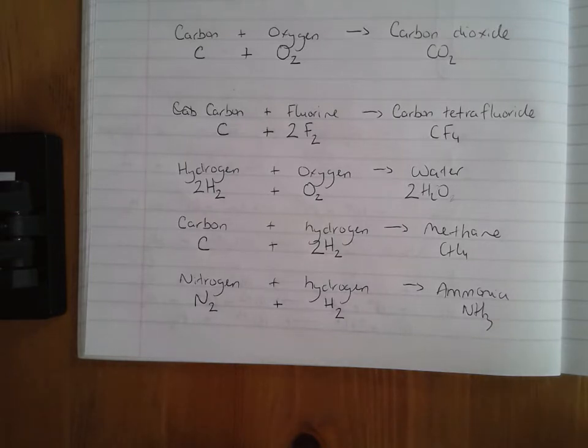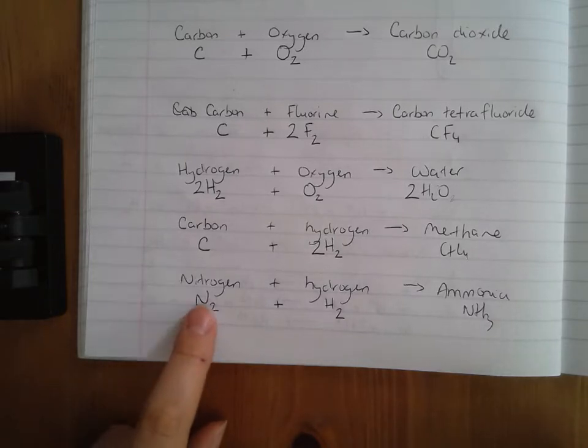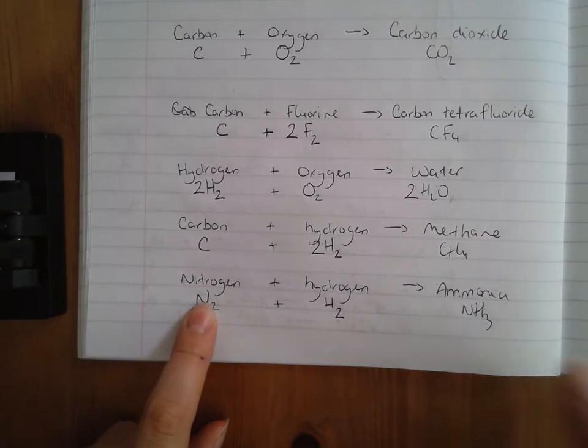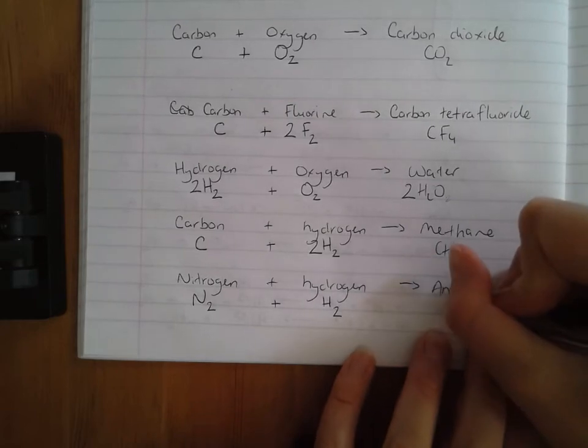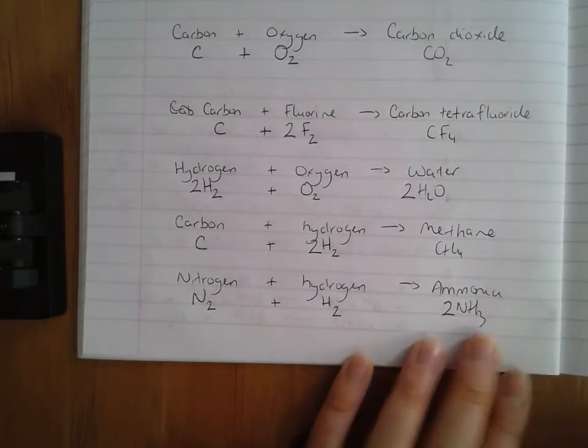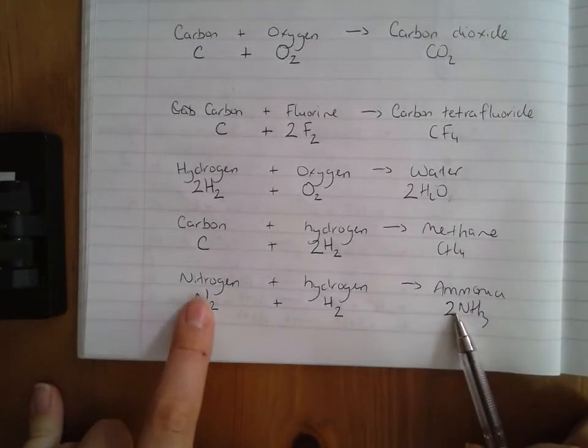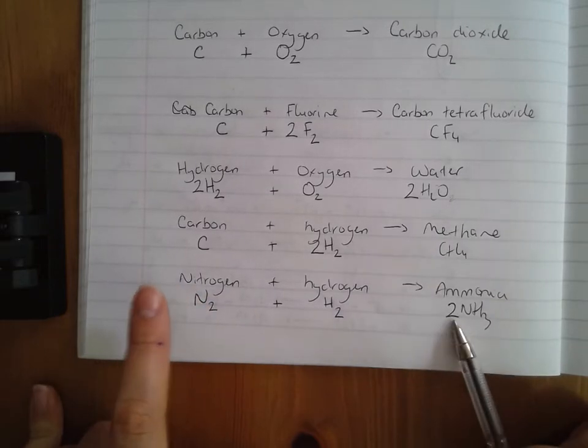Okay, so this one is a slightly harder one to balance. All right, I've got 2 nitrogens on the left. I've only got 1 nitrogen on the right. So that tells me I'm going to need to put a big 2 here. Okay, so I've got 2 nitrogens on each side. Remember, I'm balancing with big numbers. I cannot use a small number.